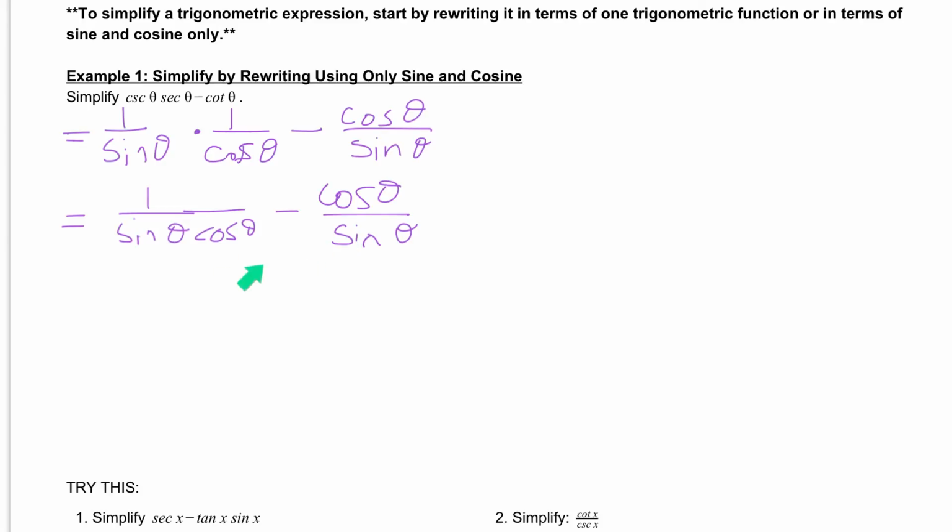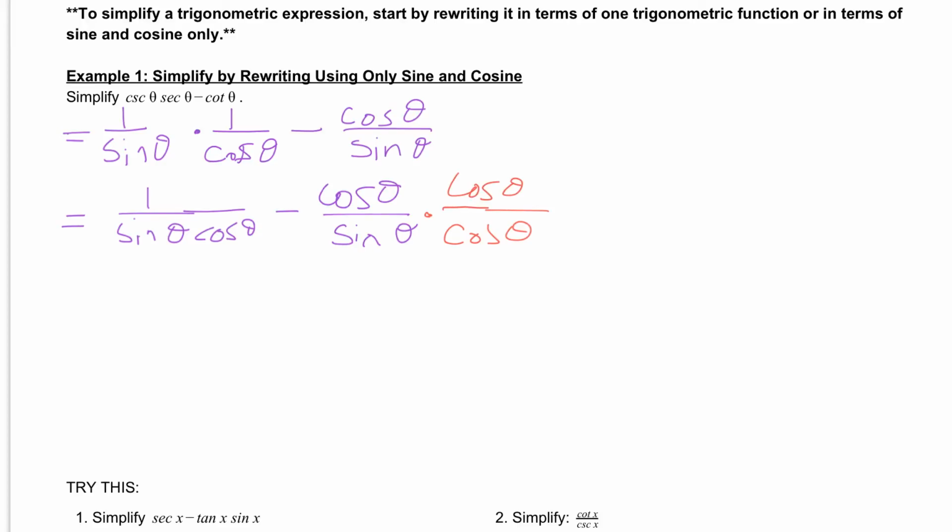I need to subtract these fractions, and in order to subtract fractions, I need common denominators, which means I need the same thing here as I have here. Well, in this fraction, I have the denominator of sine and cosine, and in this fraction, I only have a sine. So in order to get common denominators, I would have to multiply this bottom by the cosine of theta. Well, if I multiply the bottom by cosine, I have to multiply the top by cosine as well, so that I'm just multiplying by a factor of 1.